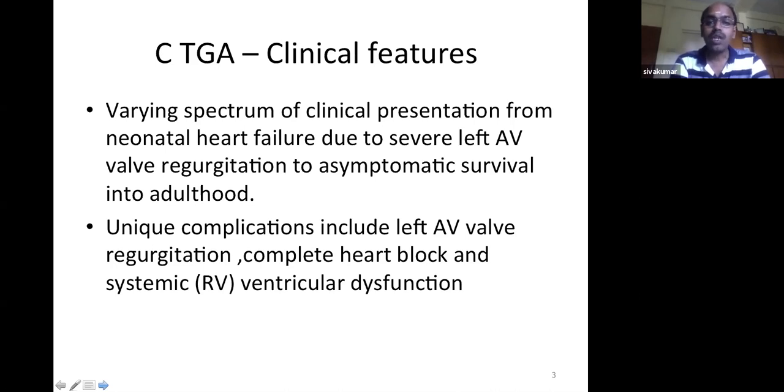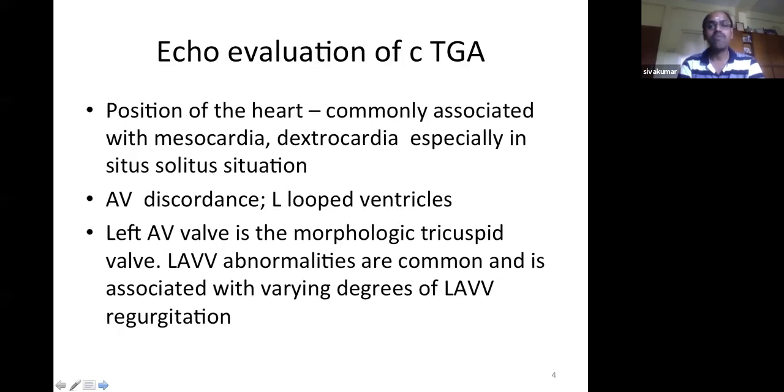There can be a small group of patients who do not have either significant AV valve regurgitation or hemodynamically significant ventricular septal defect, and these patients will have completely an asymptomatic survival into adulthood, and we may be seeing some of the adults with corrected transposition without any cardiac abnormality at all. The complications include tricuspid valve regurgitation, AV nodal disturbances, accessory pathways on the left side, and systemic right ventricular dysfunction.